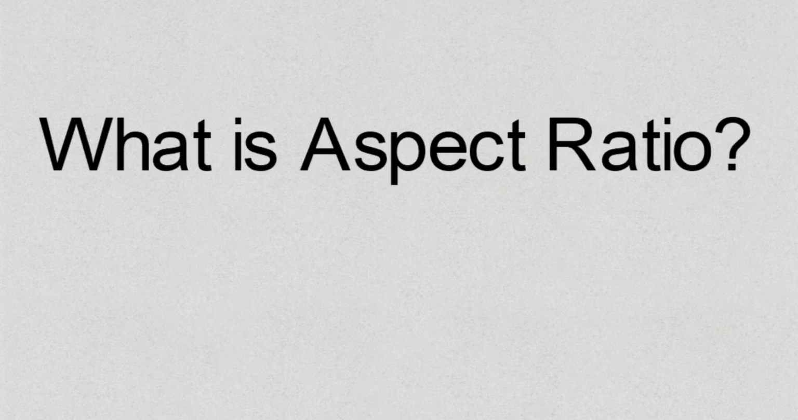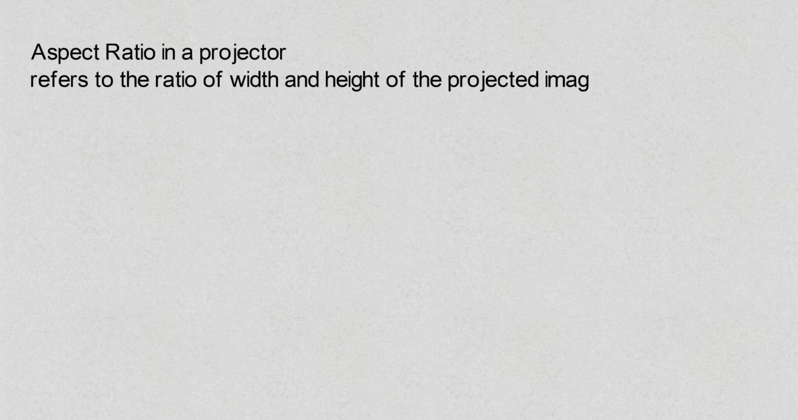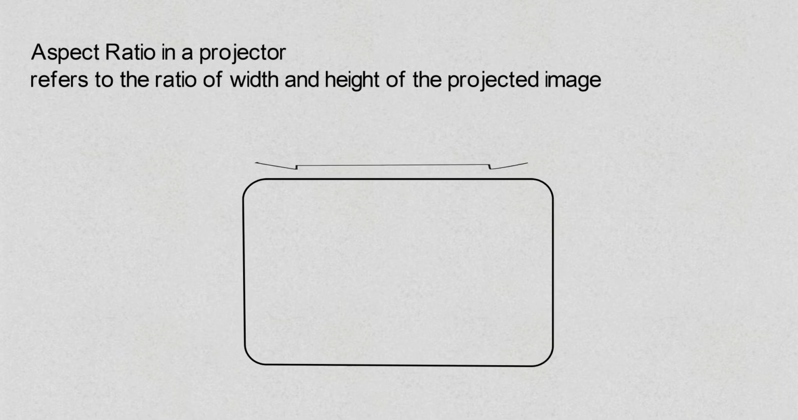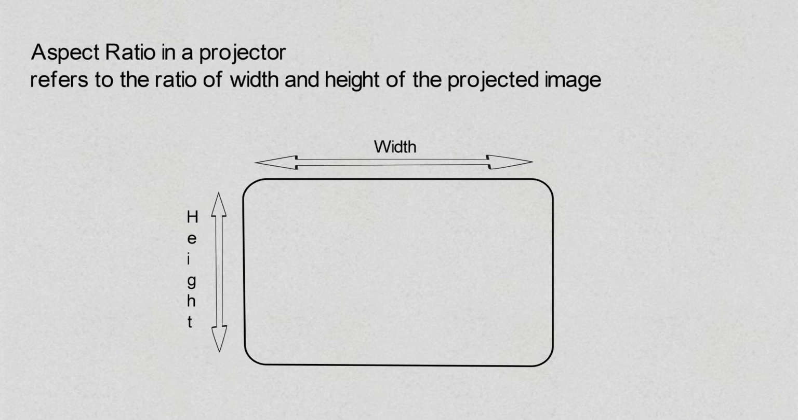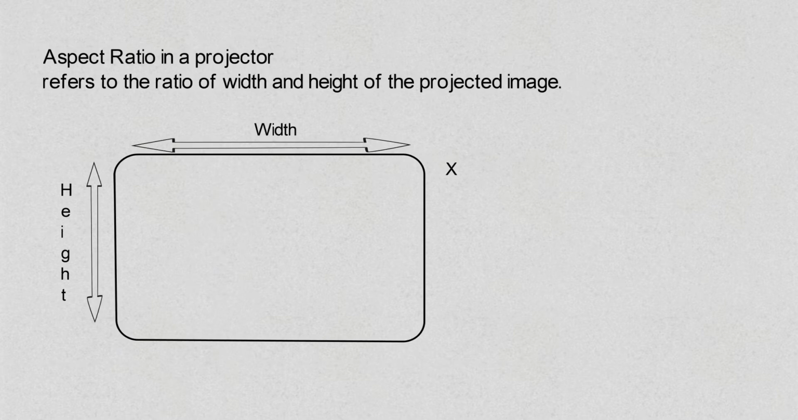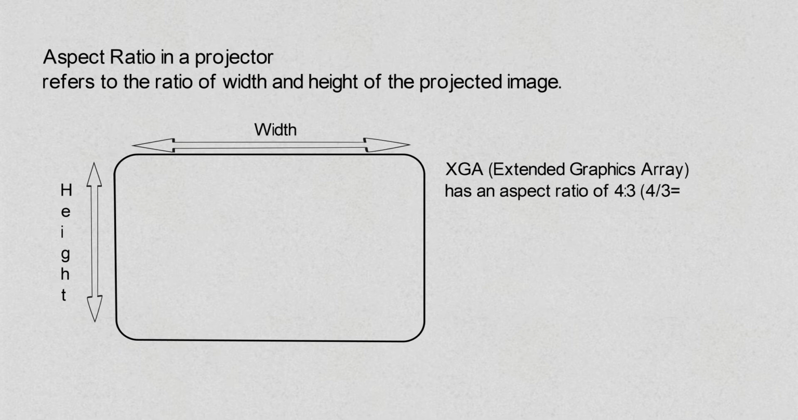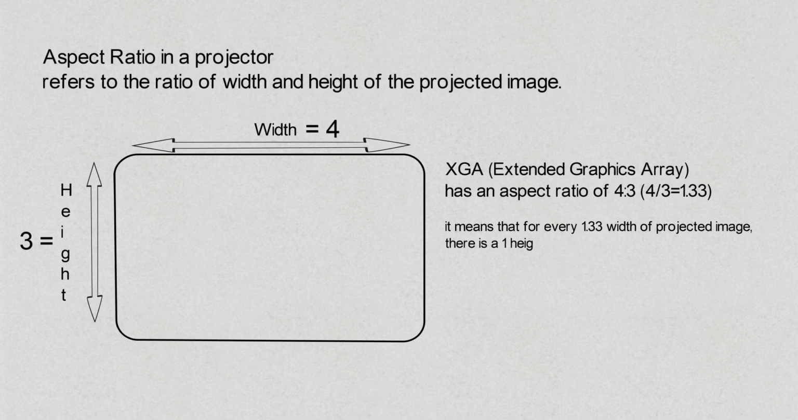What is aspect ratio? Aspect ratio in a projector refers to the ratio of width and height of the projected image. XGA, extended graphics array, has an aspect ratio of 4:3. It means that for every 1.33 width of projected image, there is a 1 height.